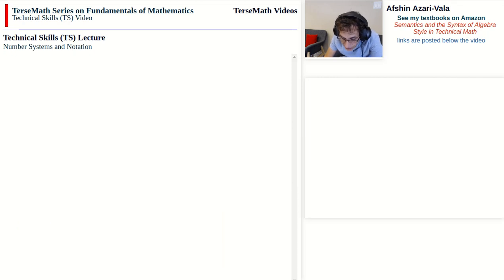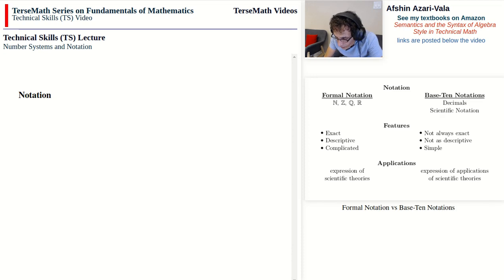Okay, the next item of discussion is on notation. And when it comes to notation, let me just give you an overview of what we're going to be talking about. As far as notation goes, we'll find that there are two of them. One is the formal notation, and the other one is base 10 notations. The formal notation is what we just talked about, the notation that we use to write the numbers in N, Z, Q, and R. Base 10 notations are those notations that use decimals, like decimals or scientific notation, which is a sort of modified version of the decimal notation.